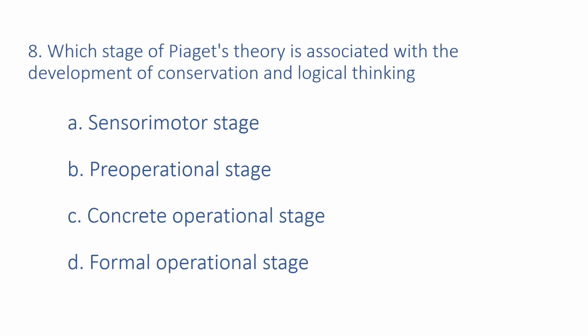The next question, which stage of Piaget's theory is associated with the development of conservation and logical thinking? Sensorimotor stage, pre-operational stage, concrete operational stage, formal operational stage. The answer is C, concrete operational stage. During the concrete operational stage, 7 to 11 years, children develop logical thinking about physical objects and successfully master the concept of conservation.